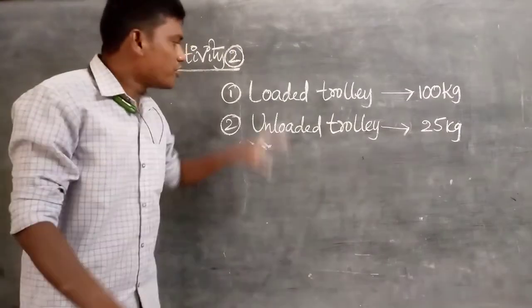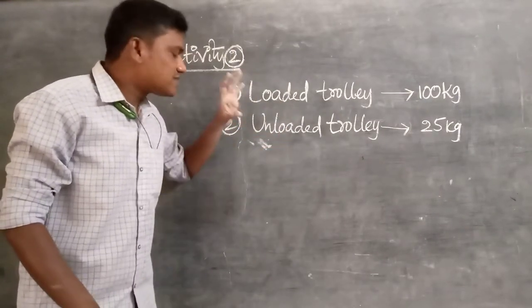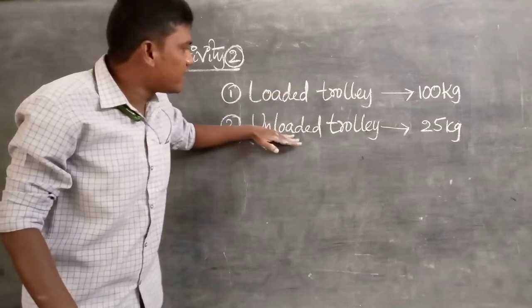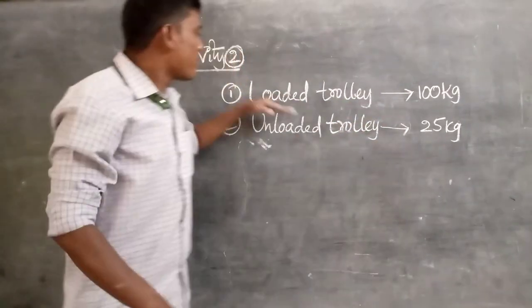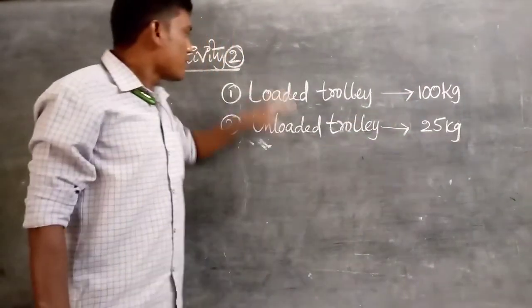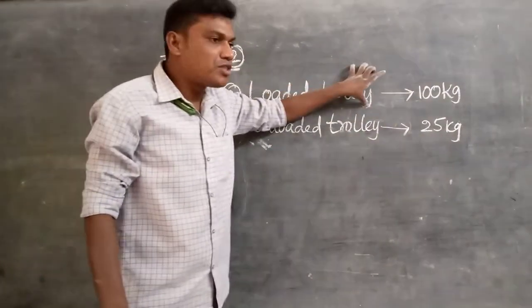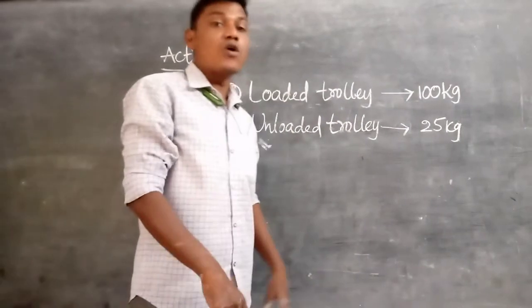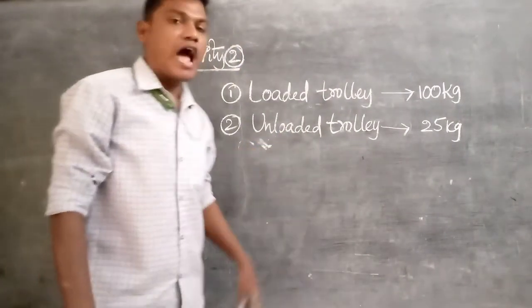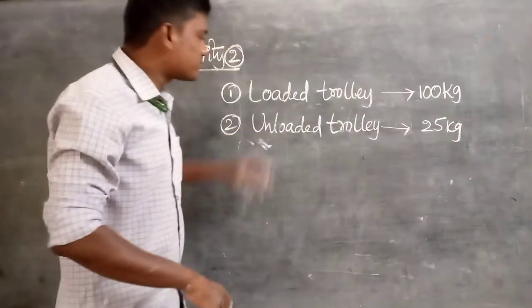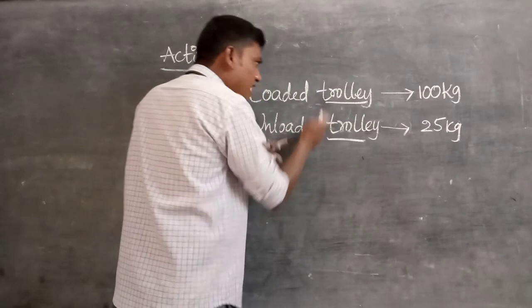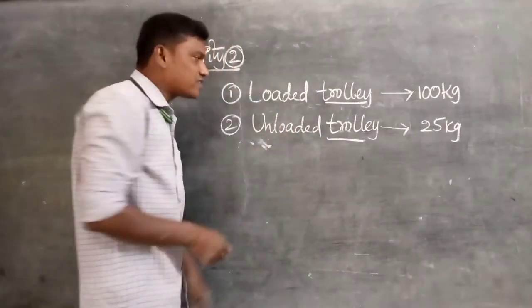Listen very carefully. You are applying the same force on the unloaded and loaded trolley. The unloaded trolley can easily be set into motion, but the loaded trolley is very hard to set into motion. If the loaded trolley is set into motion, it means you are applying more force than the force applied on the unloaded trolley. So here you are observing that both are trolleys, but what is the difference?